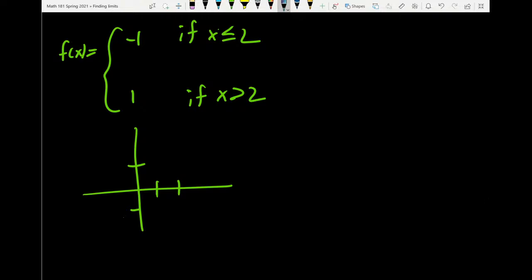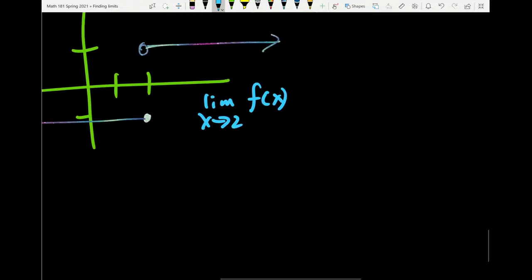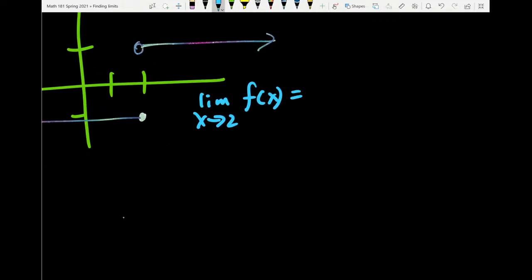Let me use this colorful one. If x is less than or equal to 2, I get this closed circle, and it goes this way. And if it's greater than 2, open circle, and it goes this way. Now, if I say find the limit of this function as x goes to 2 of f of x, what do you get?